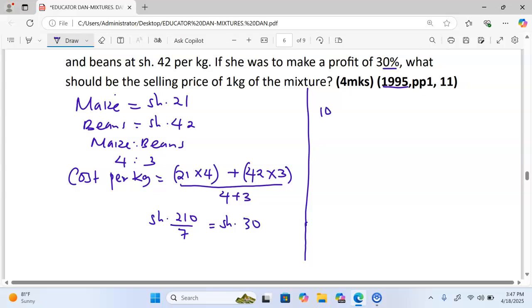So we can ask ourselves, if 100% is equal to 30 shillings, we are targeting a profit of 30%, and therefore we must calculate the 130%, which is going to be equal to 130 times 30 divided by 100, and this one is going to give us a selling price of 39 shillings per kg. That is the answer to that particular question.